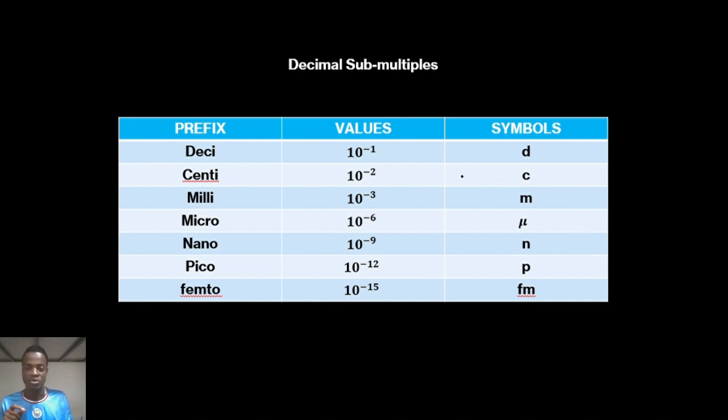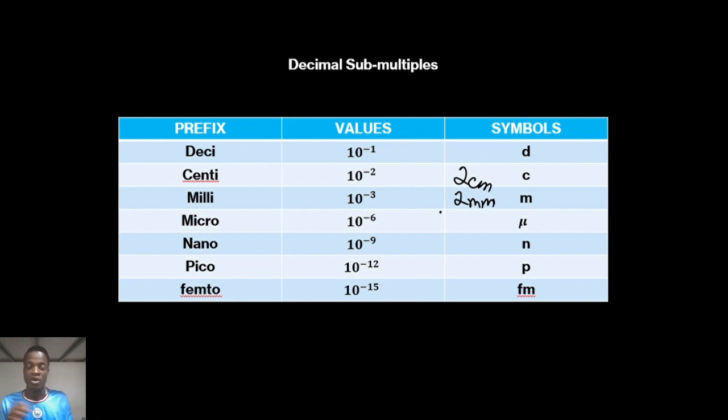The symbol is c. So if you have something like 2 centimeters, 2 cm, something like that. Now milli is also 10 to the power negative 3. You have m for that, so you can have 2 millimeters. Meters is the name of the unit, but this first m is the milli. So prefixes come before the name of the unit.